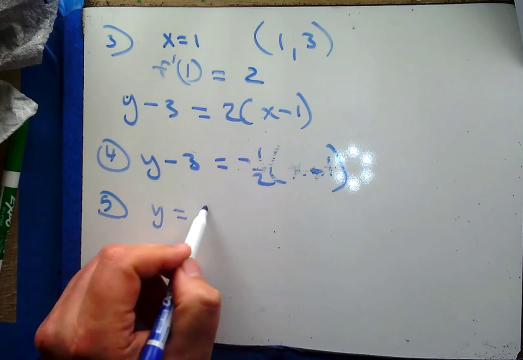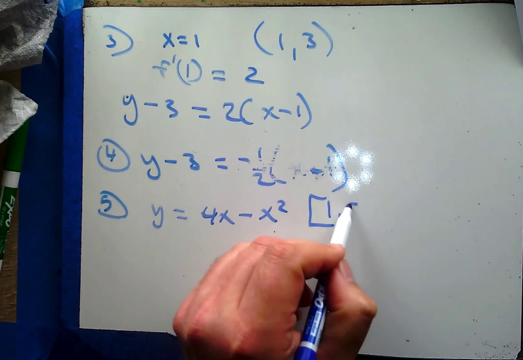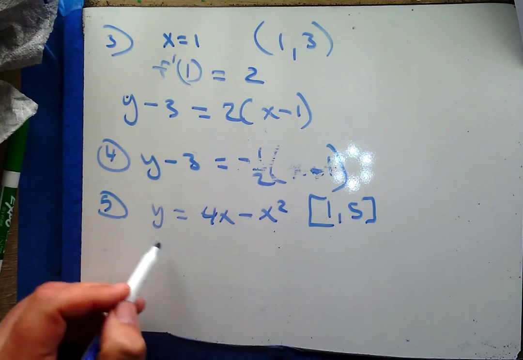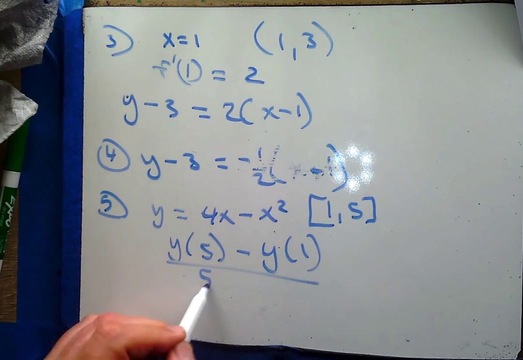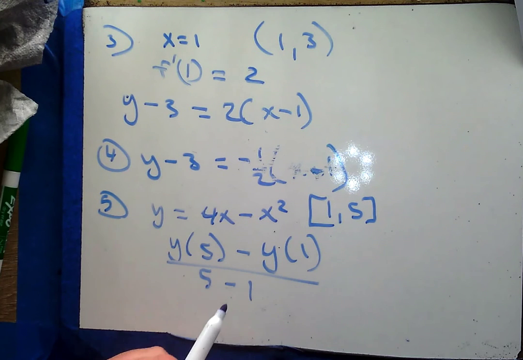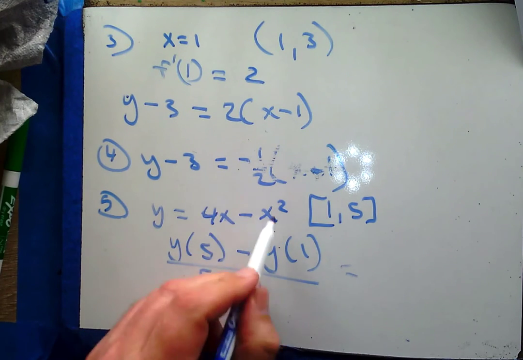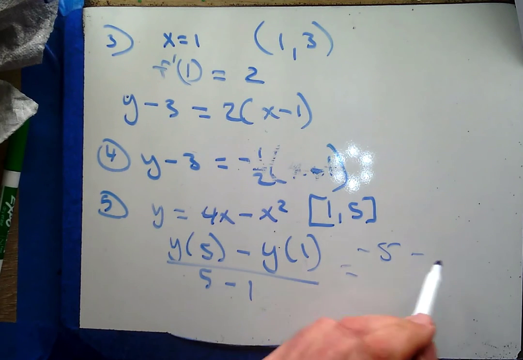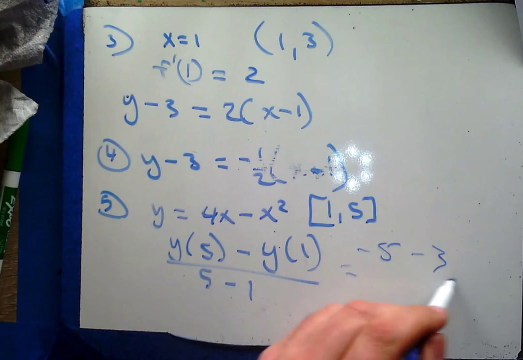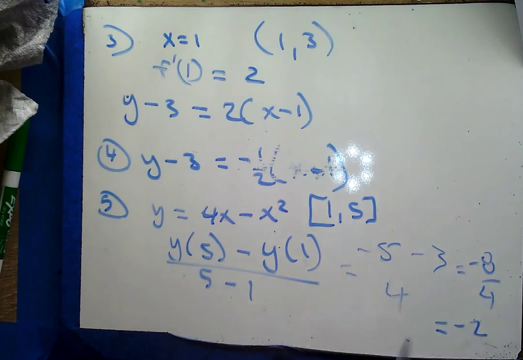7. Find the average rate of change in y from 1 to 5. Okay, so y equals 4x minus x squared on 1 to 5. So that's going to be y of 5 minus y of 1 over 5 minus 1, because I'm asking for average velocity. Average rate of change. So that's going to be f of 5, which is 20 minus 25, or negative 5. And f of 1 is 3 over 4. So I get negative 8 over 4, or negative 2.